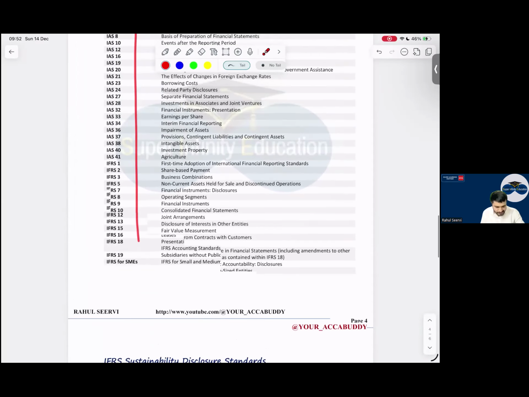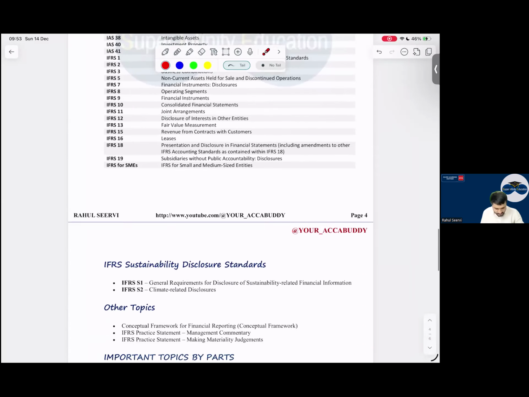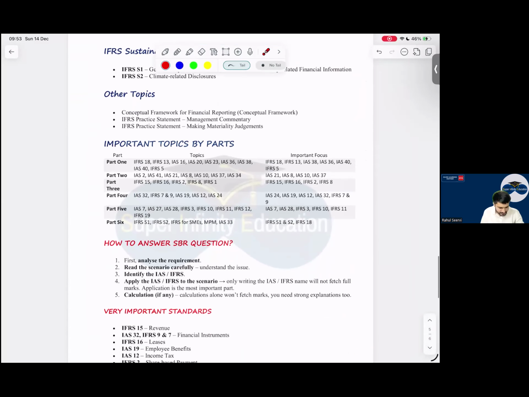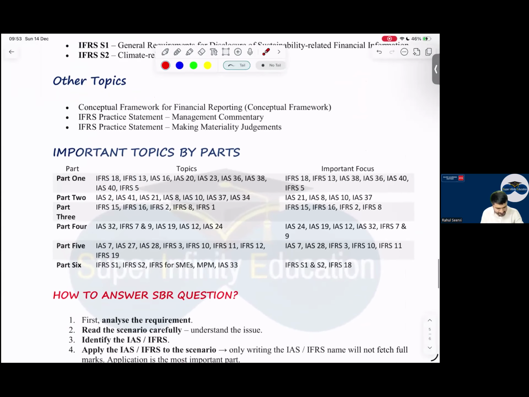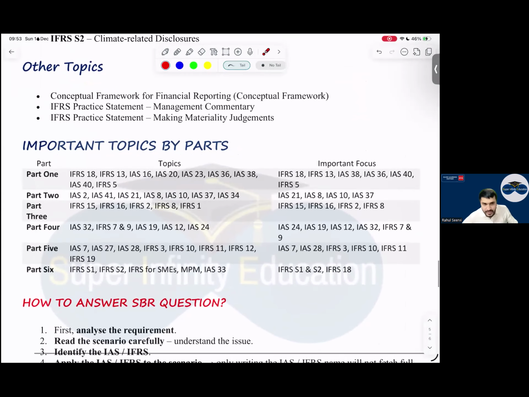Sir, when will we cover so many? How will we do this? No issues. Understand it. Now see the important topics. I have divided the SBR syllabus into 6 parts. I have divided the SBR syllabus into 6 parts. As I mentioned, do we need to be perfect? No, no need to be perfect.